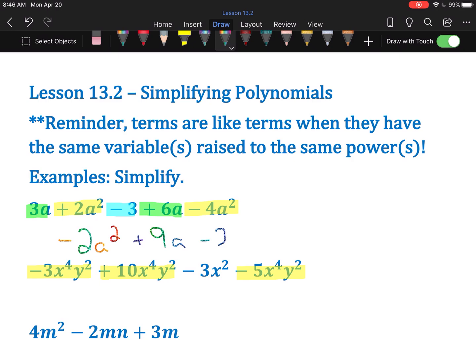There's no need to write that 3 times. So we start with negative 3 of them at the beginning of the problem. We then add 10. Negative 3 plus 10 sets us up at positive 7. And then at the end, we take away 5 more. So if we have 7 of something and we take away 5, we're left with 2 of that thing. That thing just happens to be x to the fourth y squared.